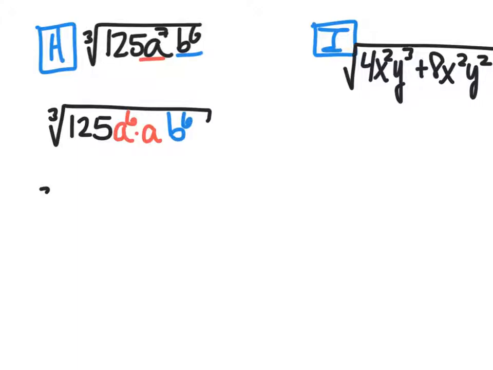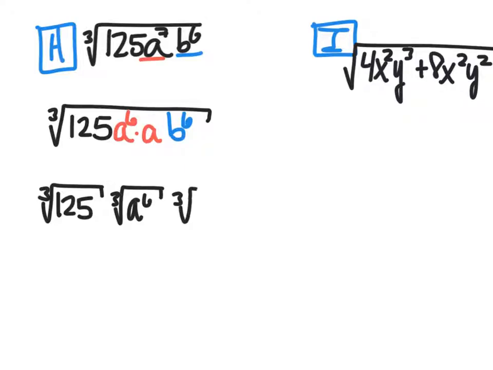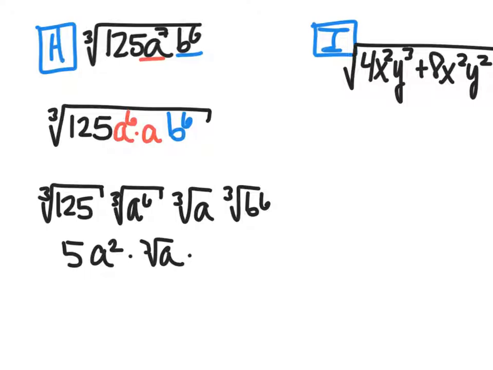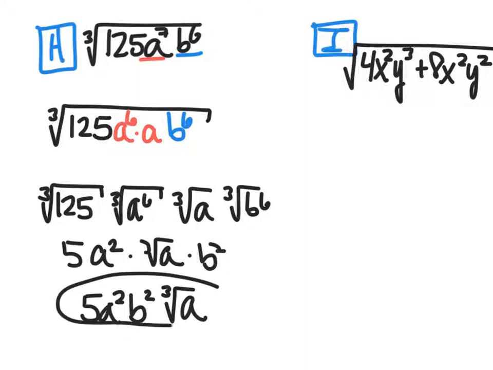Now the product rule says I can split it up over each of these factors. So I have the cube root of 125, cube root of a to the 6th, cube root of a, and the cube root of b to the 6th. This first piece is 5. This is a squared. This is cube root of a, and this is b squared. So our final answer is 5a squared b squared cubed root of a. You'll have one just like that on the exam tomorrow.